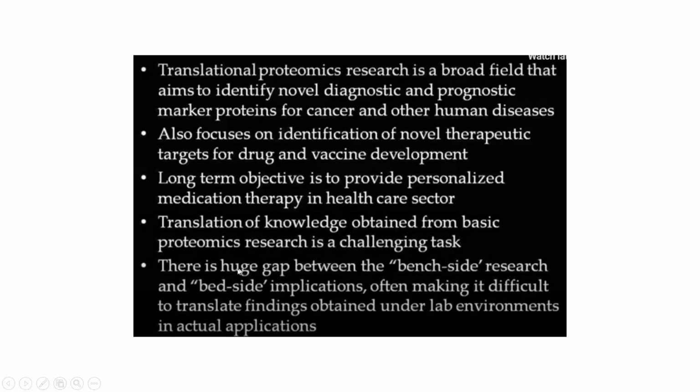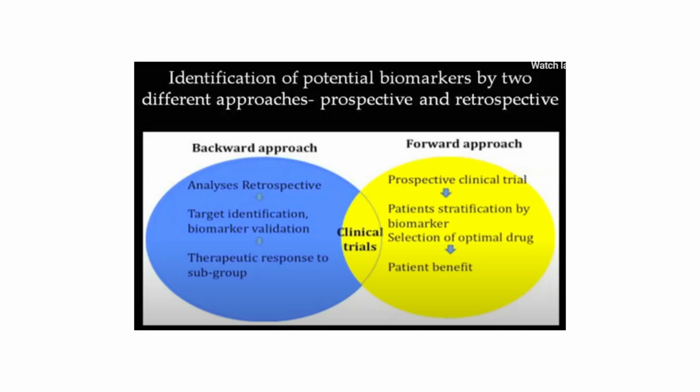So basically, there is a huge gap between bench research, like whatever we are doing inside the lab, and bedside implication, indicating the specific biomarker actually went through clinical trials and was found to be helpful for the treatment of patients. So there is a huge gap between that, often making it difficult to translate the findings into actual applications. So how can we identify potential biomarkers by two different approaches? Either you can do a backward approach or a forward approach, which are also called retrospective and prospective.